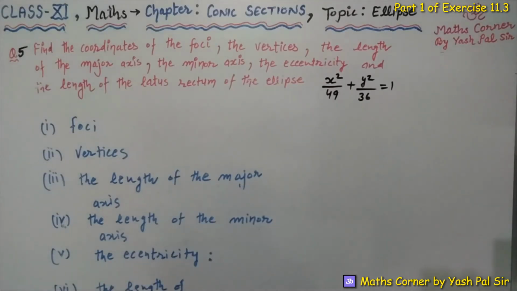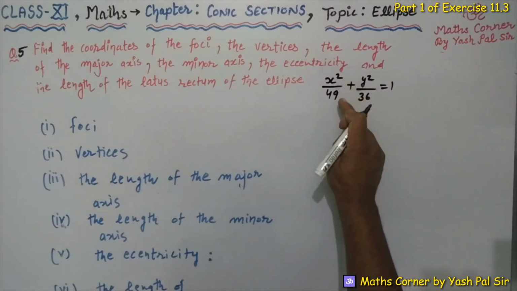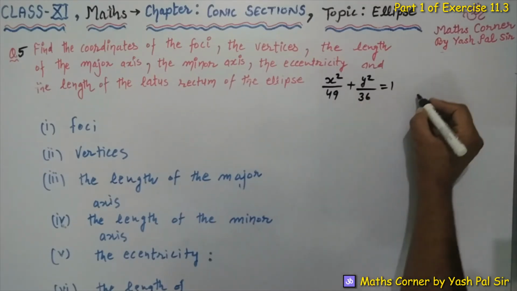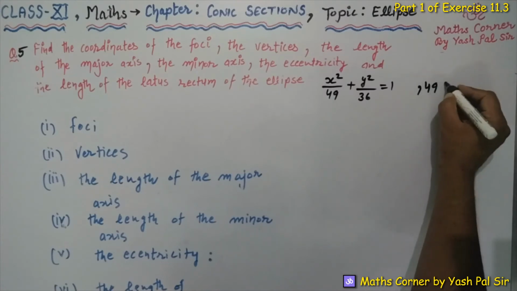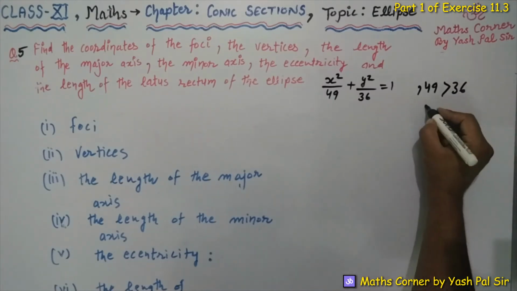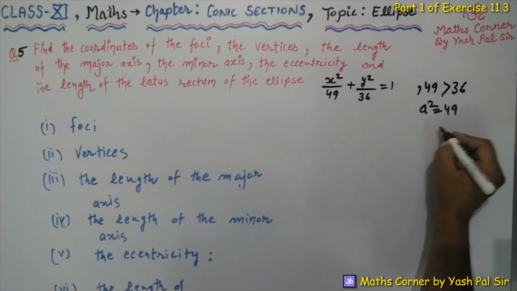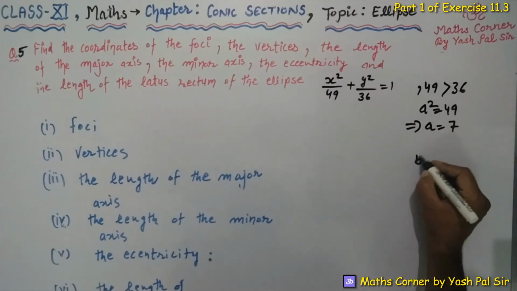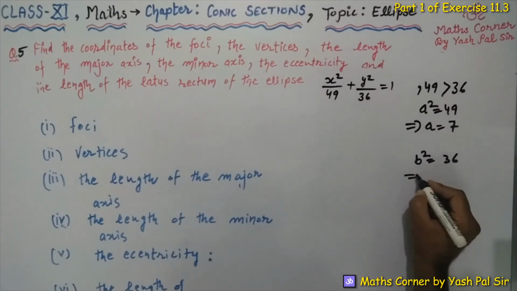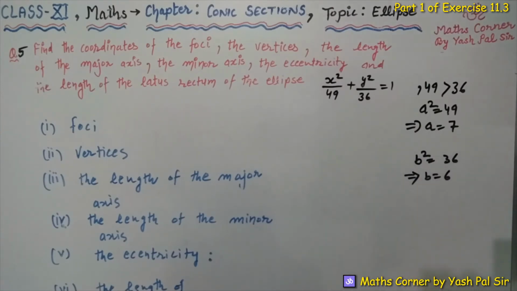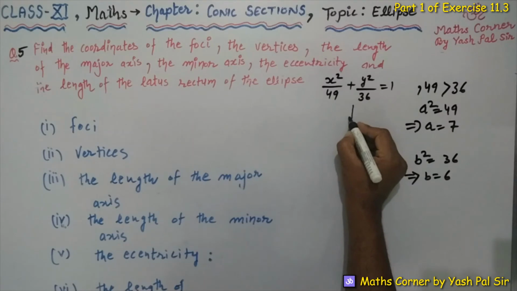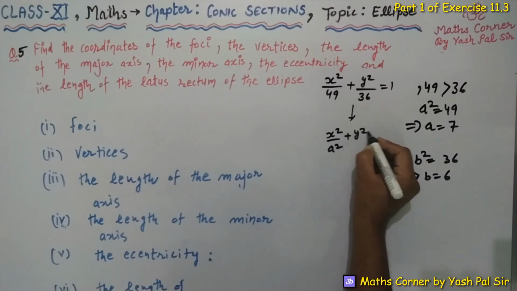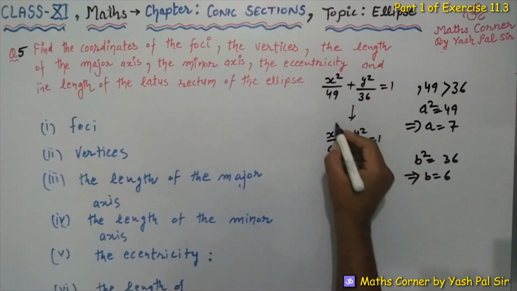Question number 5. Here the equation of the ellipse is x square upon 49 plus y square upon 36 is equal to 1. So here what we see, 49 is greater than 36. So a square is 49. That means a is equal to 7 and b square is 36. So that means b is equal to 6. So this equation is of the form x square upon a square plus y square upon b square is equal to 1.